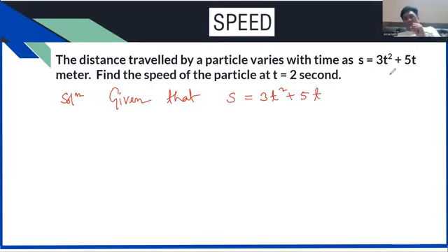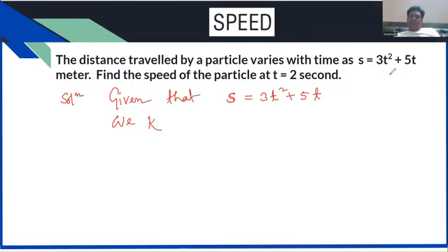See, time always flows forward. As time increases, your distance is increasing. So it means the particle is in motion. As the particle is in motion, it must have some speed. We are going to calculate the speed at t equal to 2 seconds. Means we need instantaneous speed. Remember, we need speed at 2 seconds, means at that instant. So that is an instantaneous speed.